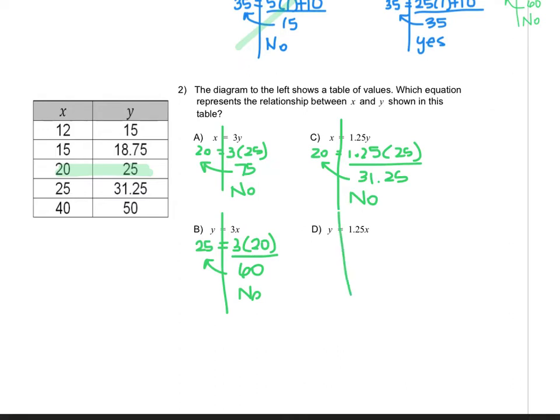And even though all the other ones came out to be no's, I'm still going to test out the last one. Y value first, so that's going to be 25, and 1.25 times 20 does equal 25. Okay, so always make sure you test it out. D is the answer to that question.